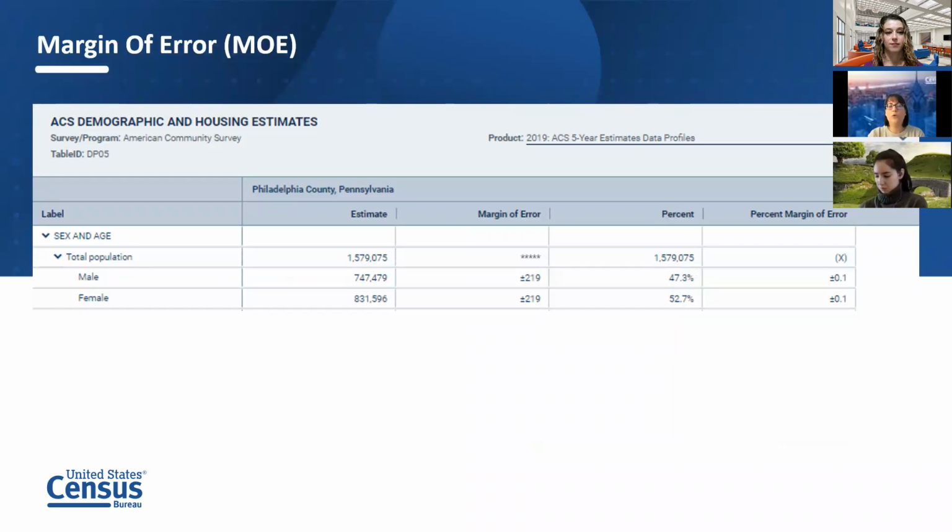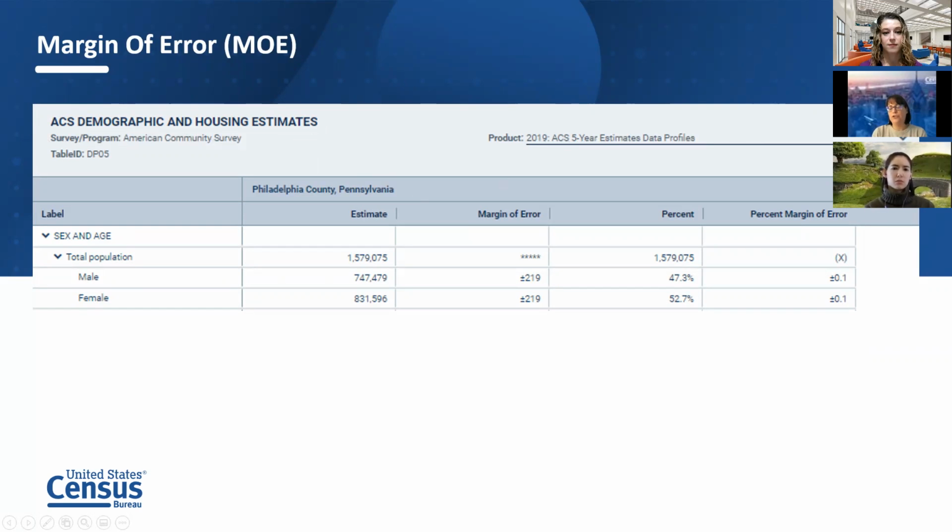So here's what a table looks like from data.census.gov. Let's say I was a planner and I'm looking for information on Philadelphia County. You'll see the name of the table is called ACS Demographic and Housing Estimates. We tell you what survey it comes from, so this is data from the American Community Survey. The table ID is DP, that's a demographic profile. And then it tells you the product, what year and what estimate. So this is data from the 2019 5-year estimate.